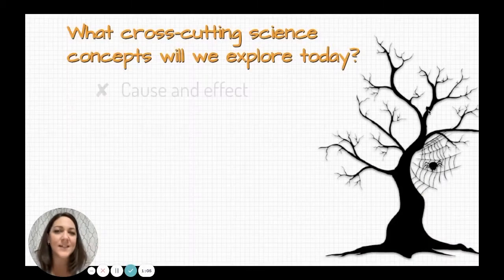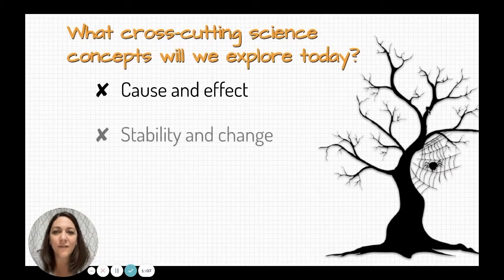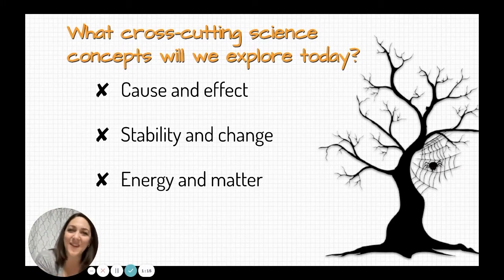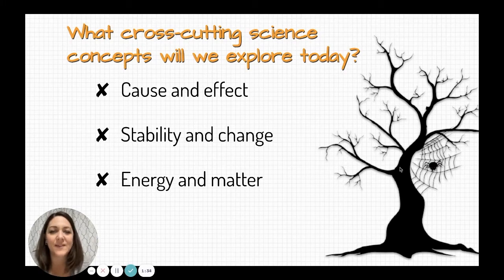Some of the big ideas, or cross-cutting concepts, that we're going to cover are cause and effect, stability, or when things are not changing very much, and the opposite of that, when things do change. And the third one that it seems like we always cover is this idea of energy and matter. That makes a lot of sense, because matter makes up our entire world around us, and us, inside of us as well. So we're going to talk about those two things.